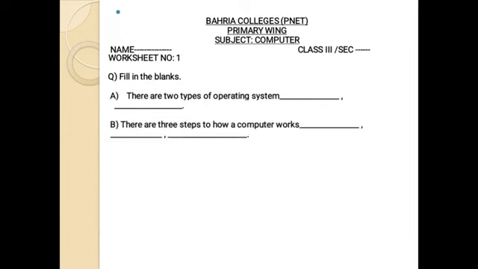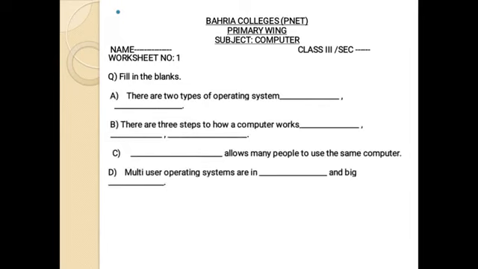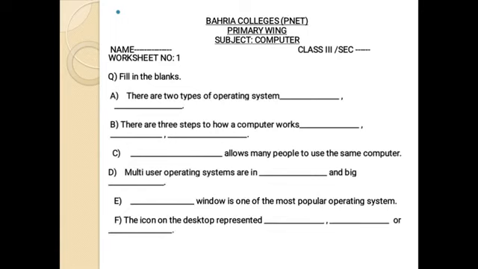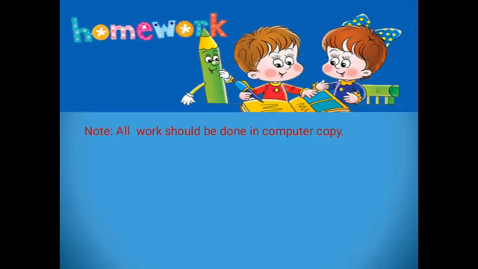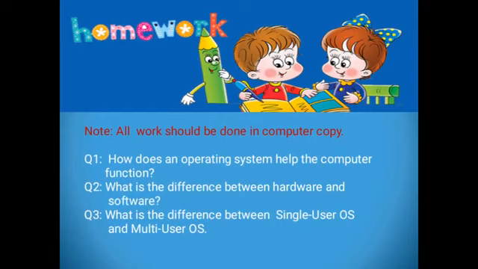Okay, students, now solve this worksheet number 1. Okay, now it's your homework time. Keep in your mind that all work should be done in your computer copy. Question number 1 is, how does an operating system help the computer function? Question number 2, what is the difference between hardware and software? Question number 3, what is the difference between single user operating system and multi-user operating system?